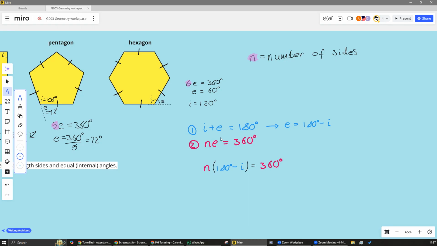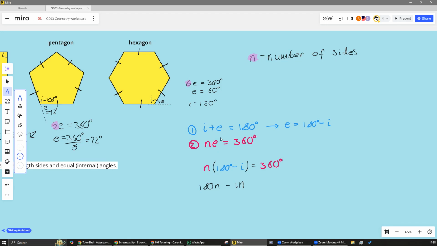Okay. So when we expand, this is single bracket expansion. There is double brackets expansion. That's harder, but this is a bit easier than that. I'm going to multiply the n by the 180, and I'm also going to multiply the n by the I. So I end up with 180n. I'm not going to bother with the degree symbol here. And then I'm going to minus I times n.